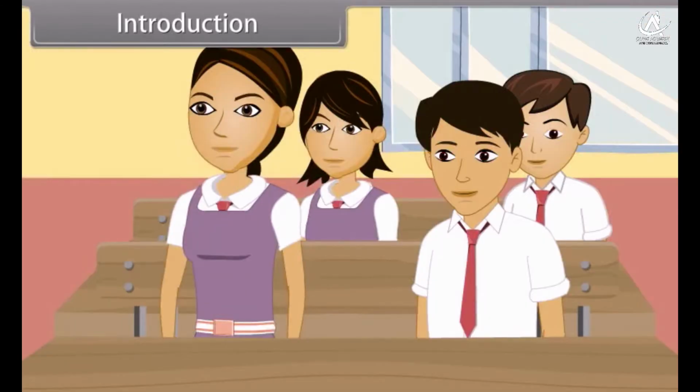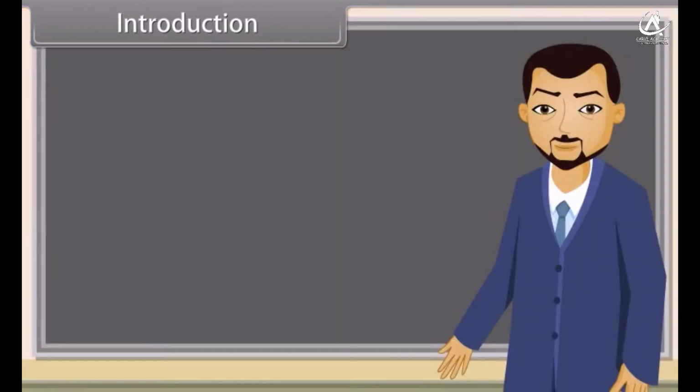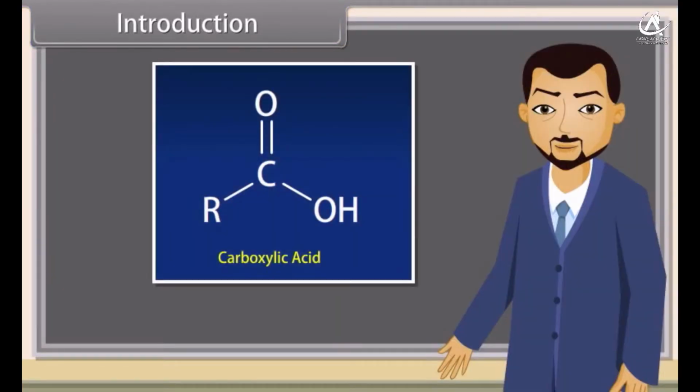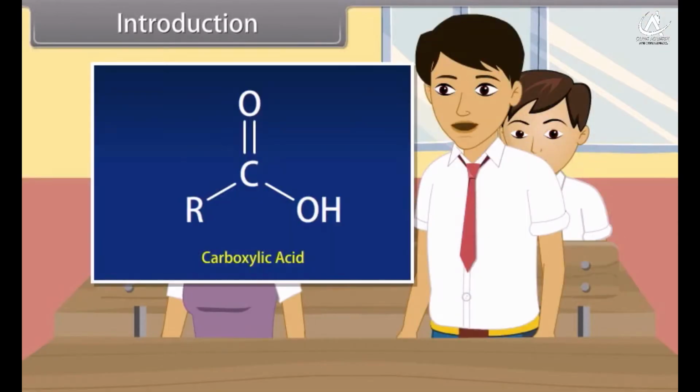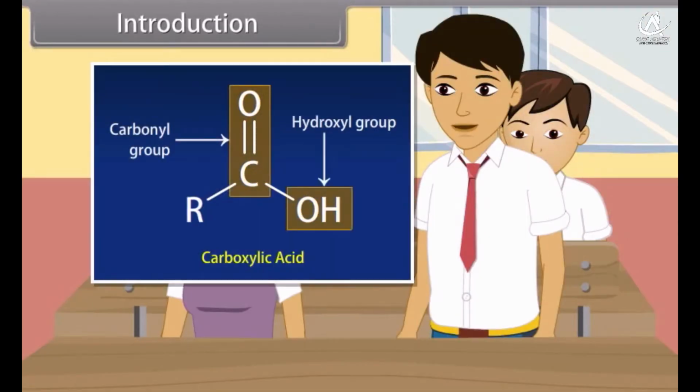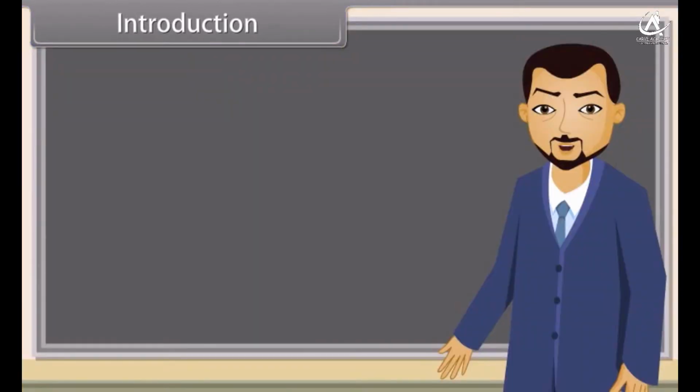Teacher, what are carboxylic acids? Carboxylic acids are the organic compounds which contain carboxyl group. Now, who will tell me what is carboxyl group? Carboxyl group consists of carbonyl group and hydroxyl group. Very good, Ramesh. In this lesson, we will learn more about carboxylic acids.